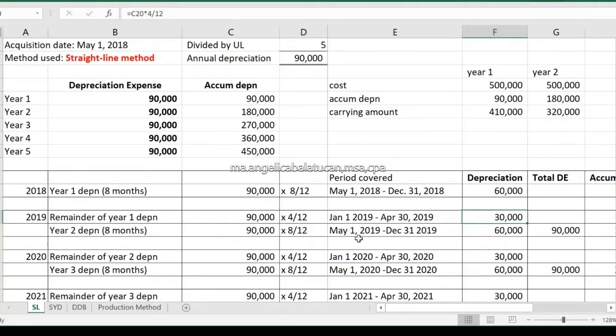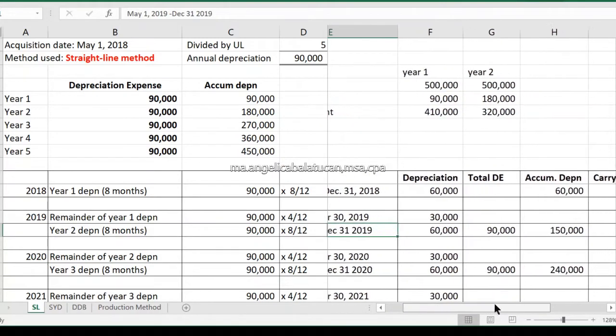Now, from May 1, 2019 to December 31, 2019 would be in year 2, that is 90,000. So you have 8 over 12 again times 90,000, so you will get 60,000 pesos. So you have to remember for year 2, for 2019, that would be equivalent to a whole year, so that's from January until December.